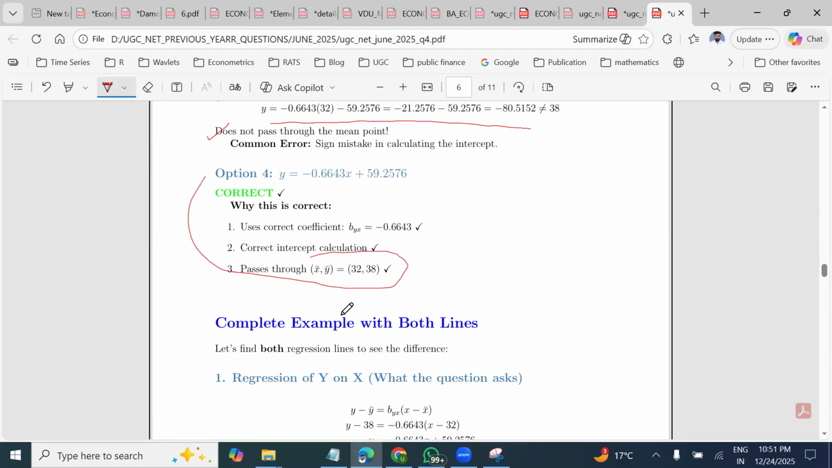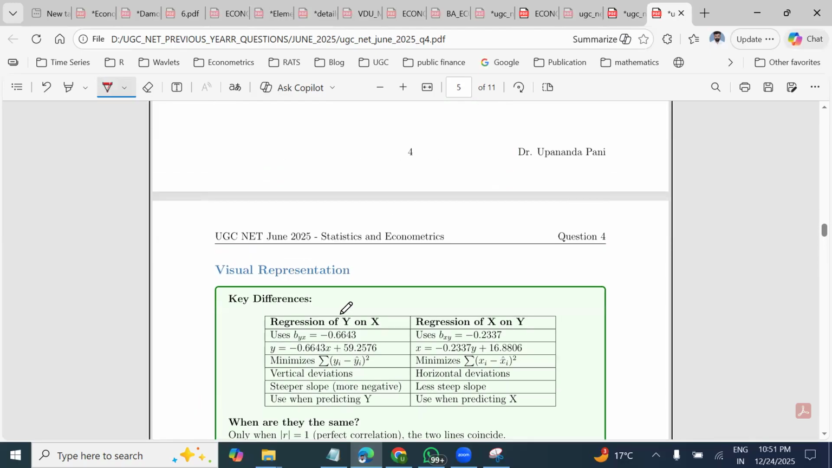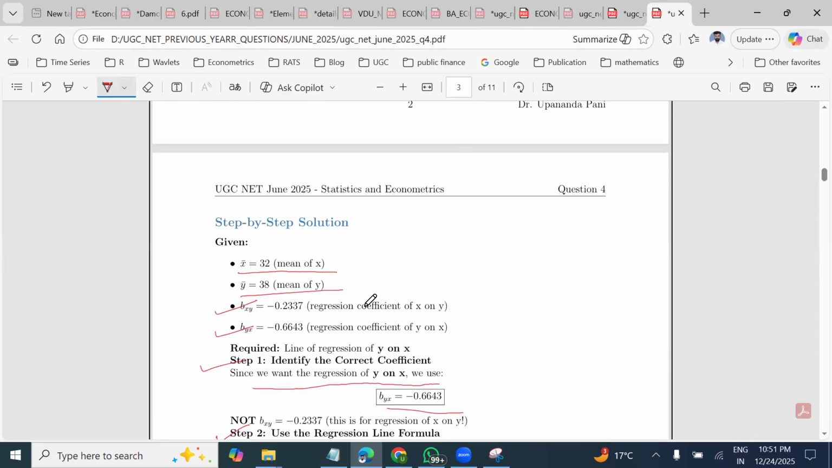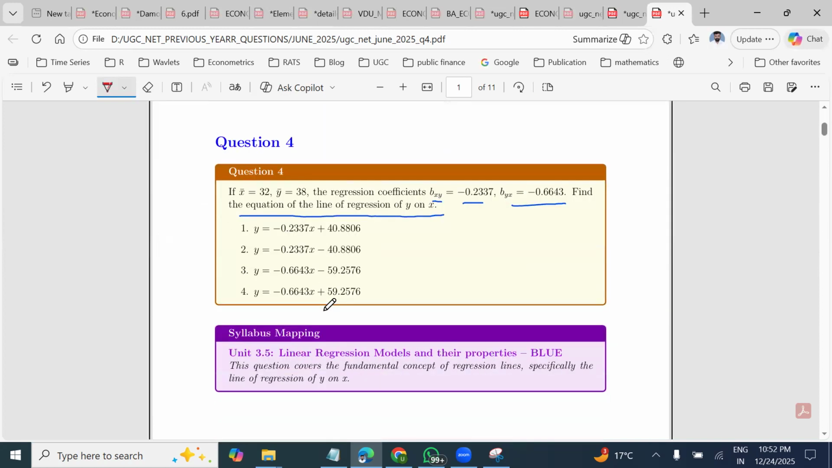Sir, how can we identify whether it is byx or bxy? Let me see. So bxy, what is given? Bxy is directly given. Byx and bxy both values are given.